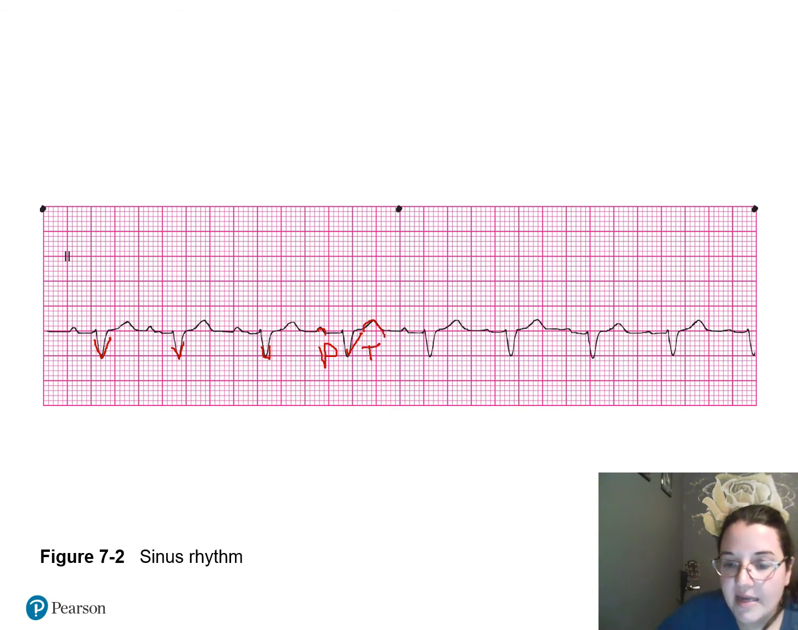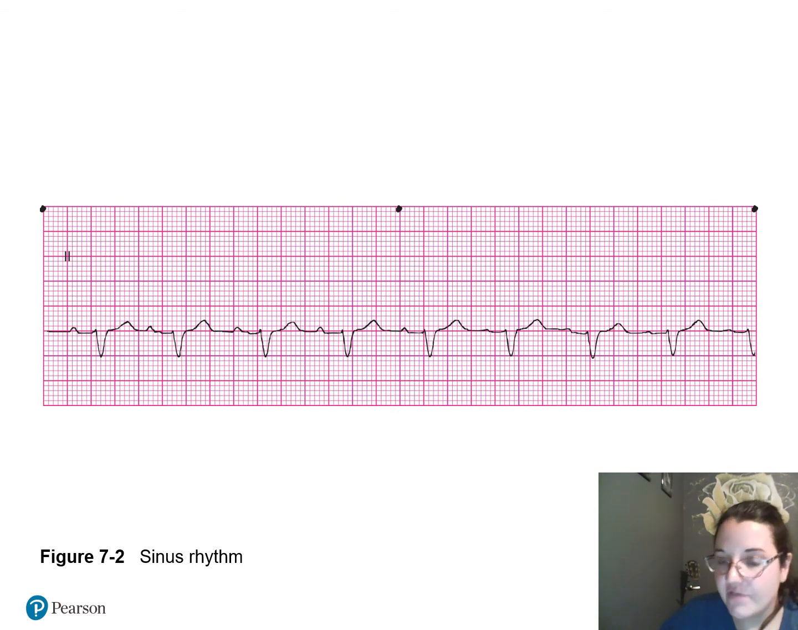And I want to point out your baseline. So in between each of these QRSs, you're going to have a baseline, and that tells me the difference between my beats. So this is 1 beat. There's my P, my QRS, my T. Baseline. Here's my second beat. Baseline. Third beat. Baseline. Okay?